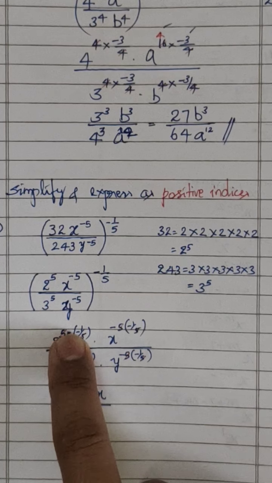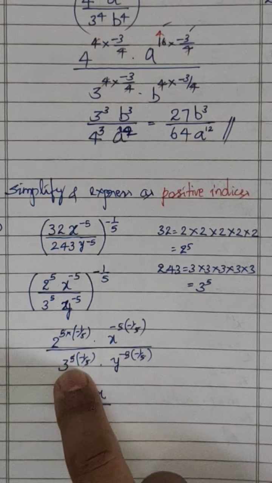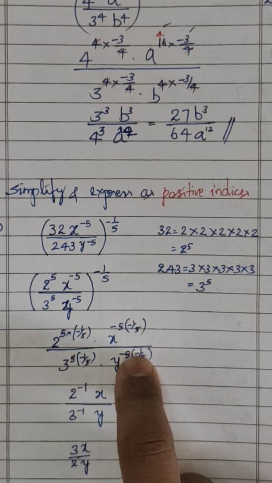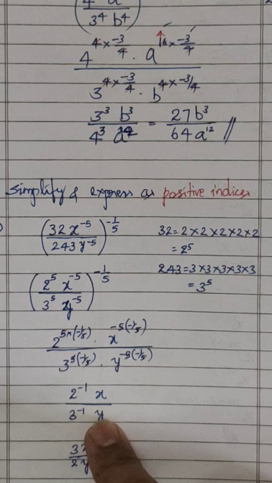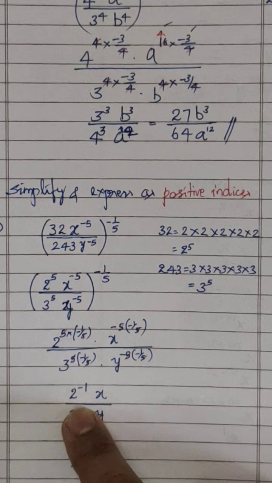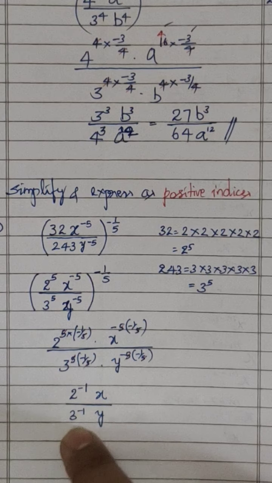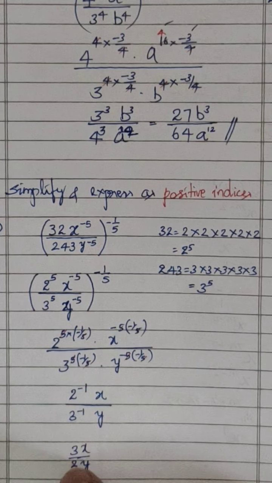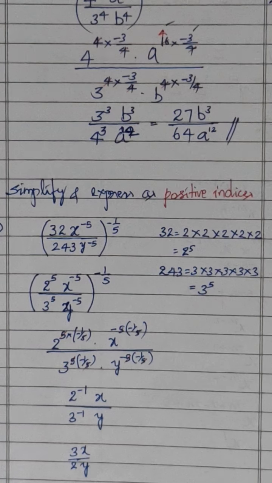This will become 2 to the power of minus 1. This will become minus into minus, x to the power of 1. This will become 3 to the power of minus 1, y to the power of minus into minus as plus 1. Because both x and y are in the negative powers, we need to reverse these two because we want the positive powers. So we bring this to the new denominator and that to the numerator. That will become 3x divided by 2y, where we are keeping the answer with positive indices.